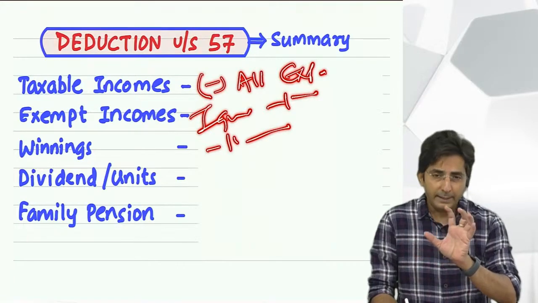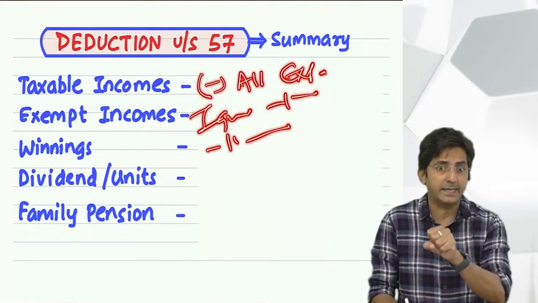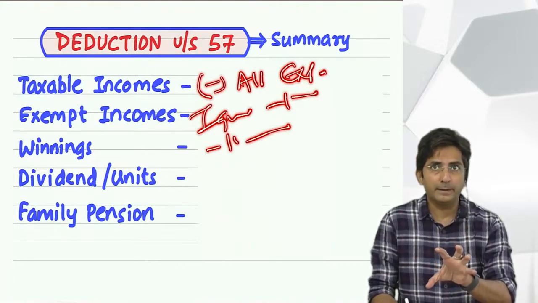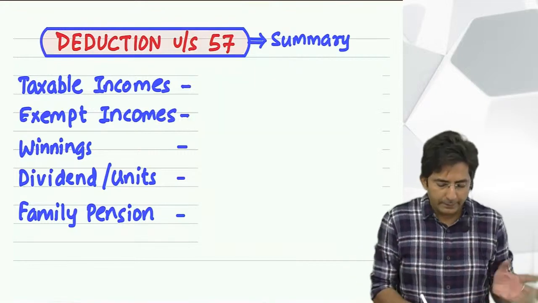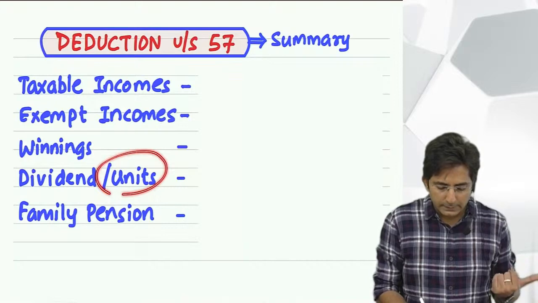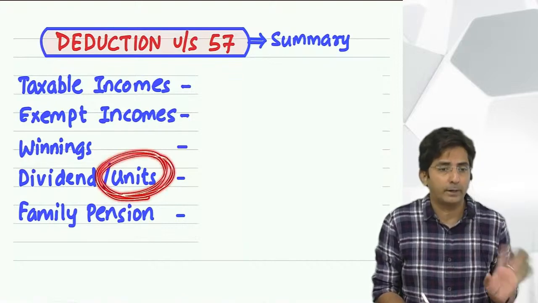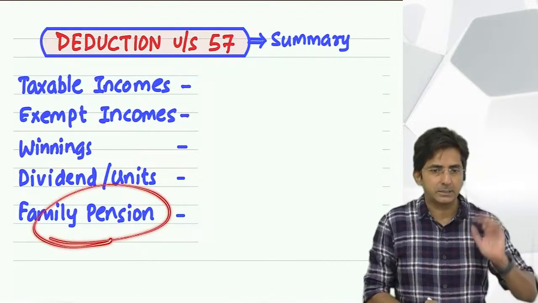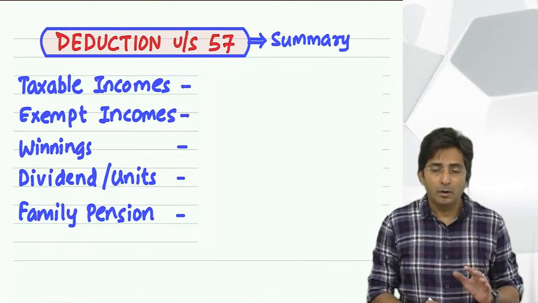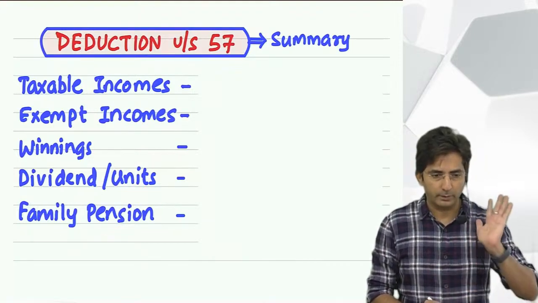That is interest on loan to invest in shares, and that too limited to a maximum of 20% of dividend income. Dividend or units income. See, this units income is units of UTI or mutual fund. Okay. And then family pension, standard deduction: one third or 15,000, whichever is lower.